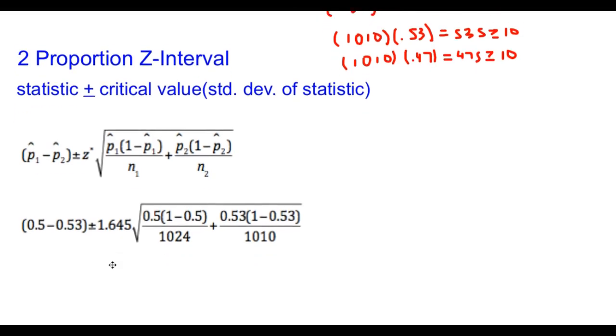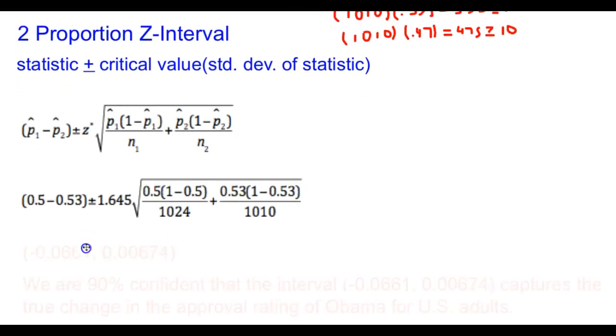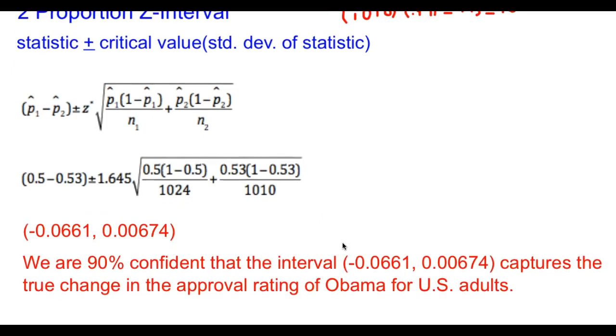So now let's actually see what the confidence interval is. Here we actually have our confidence interval. Our lower bound of our confidence interval is negative 0.0661, and our upper bound is positive 0.00674. That's our actual interval, and our interpretation is that we are 90% confident that this particular interval here captures the true change in the approval rating of Obama for U.S. adults during the time period mentioned.